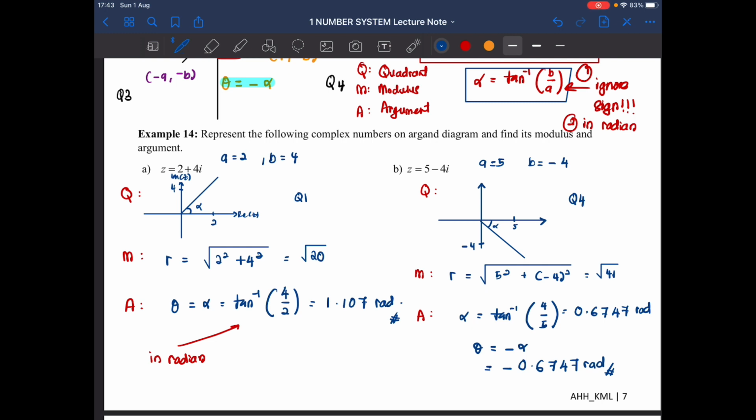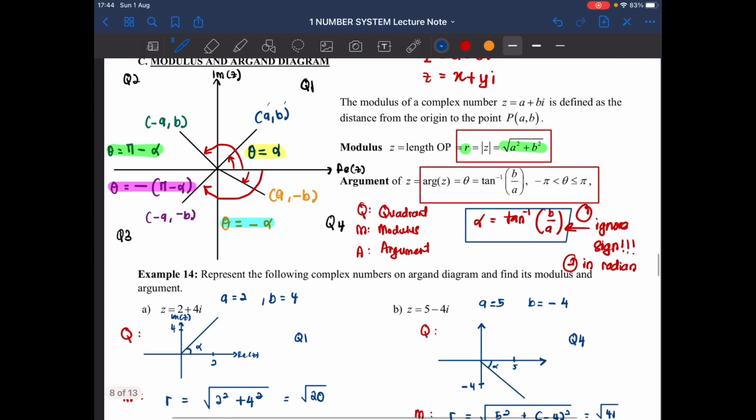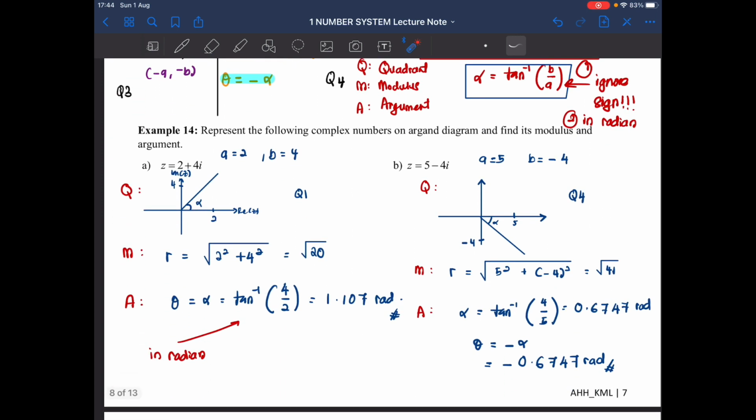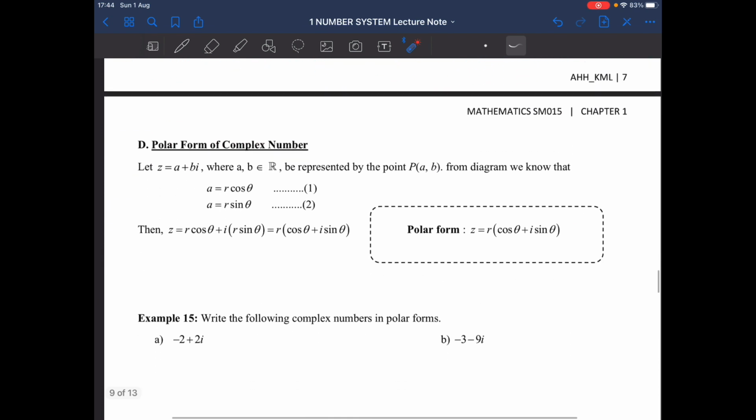Top is positive, bottom is negative. Right is alpha, left is pi minus alpha. Can you remember? Okay. Top is positive, bottom is negative. Right is alpha, left is pi minus alpha. Alright. So that's it for the Argand diagram and modulus. So now we're going to continue, let's just finish it. We're going to continue into polar form.